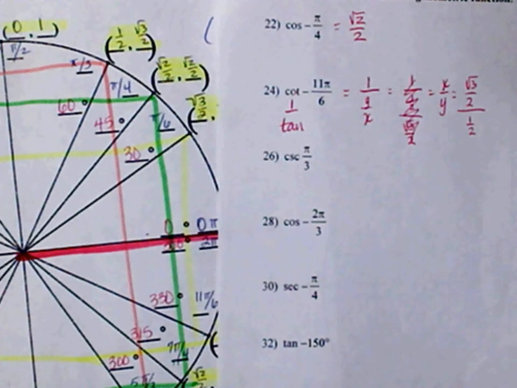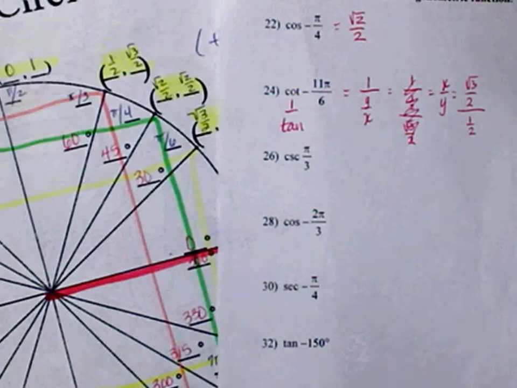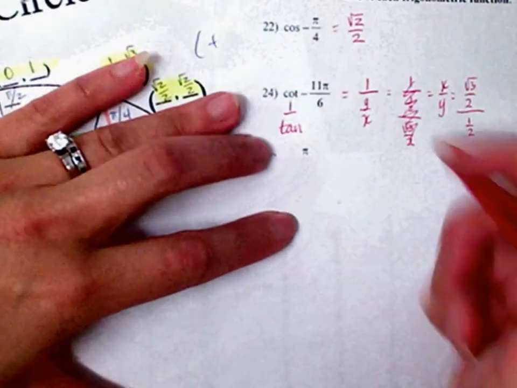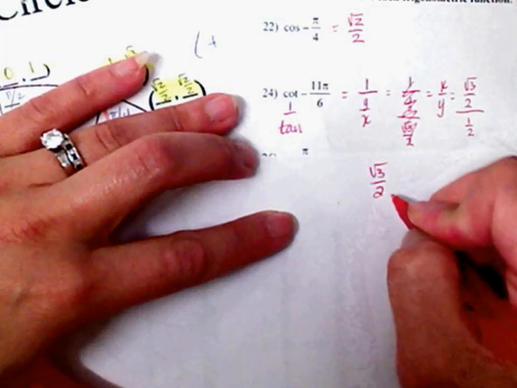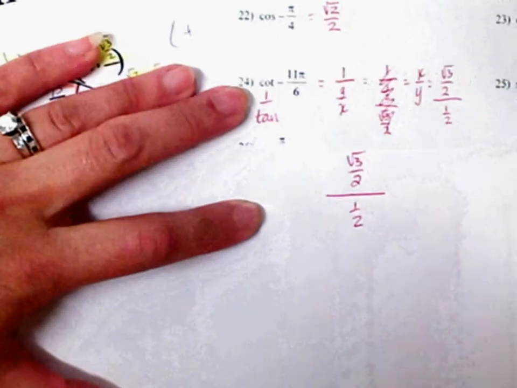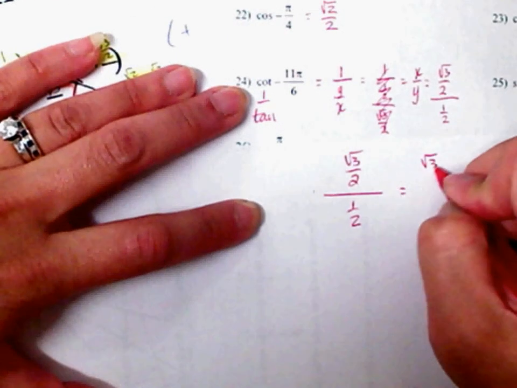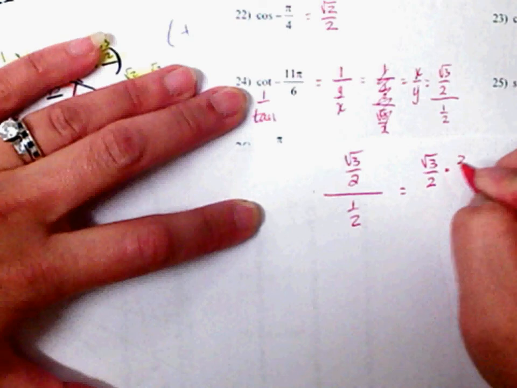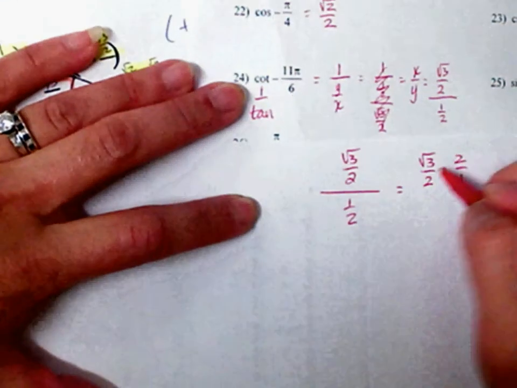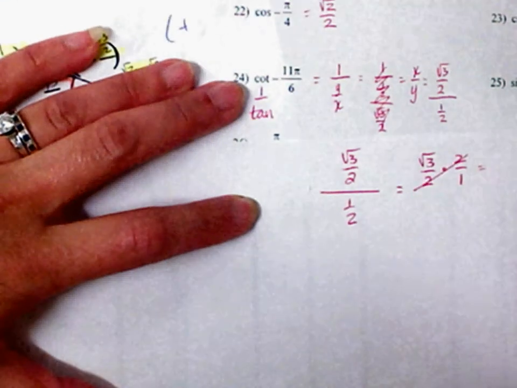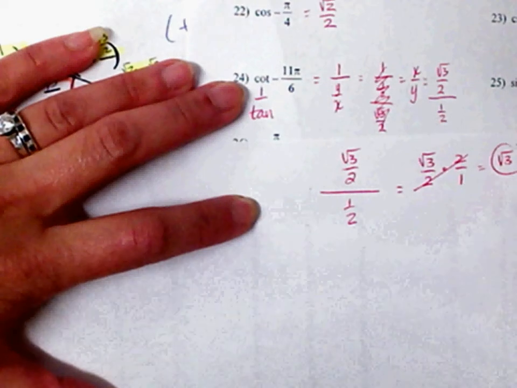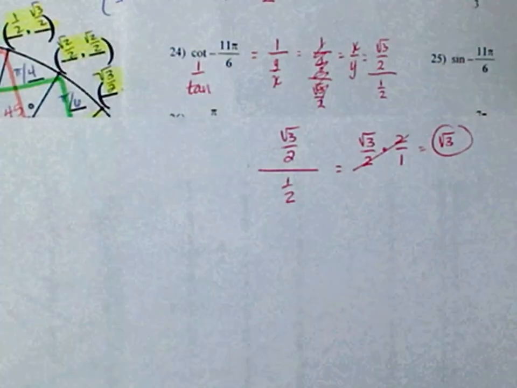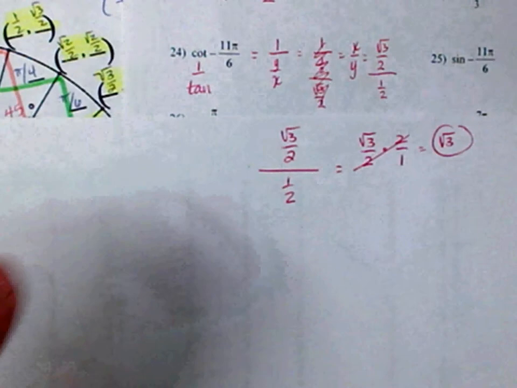Square root of 3 over 2 divided by 1/2, right? So, rewrite it as square root of 3 over 2 times 2 over 1. You see how you take the reciprocal? 2 cancels, so your final answer is square root of 3. Okay? You can do it the long way, but it's easier if you just take the reciprocal of this, because anything times 1 is itself, and then you just take the reciprocal.